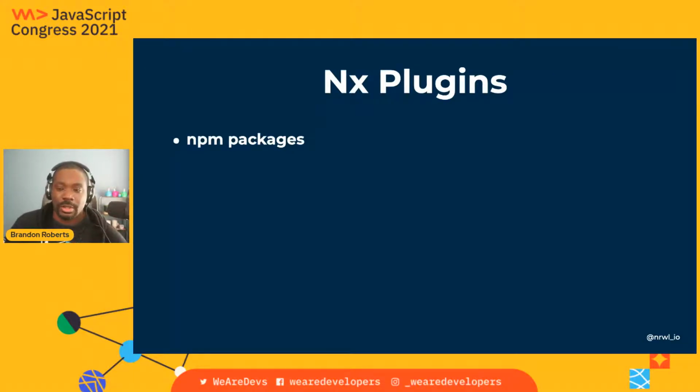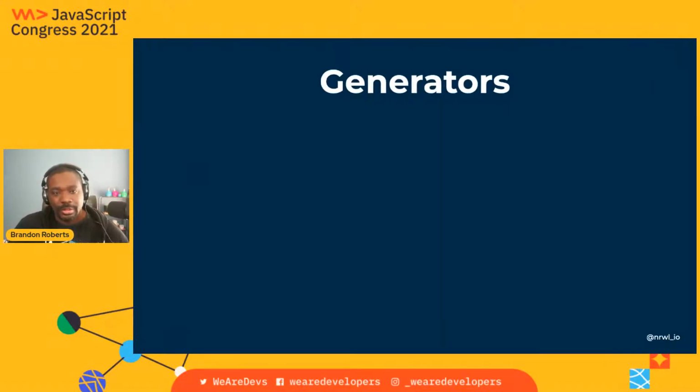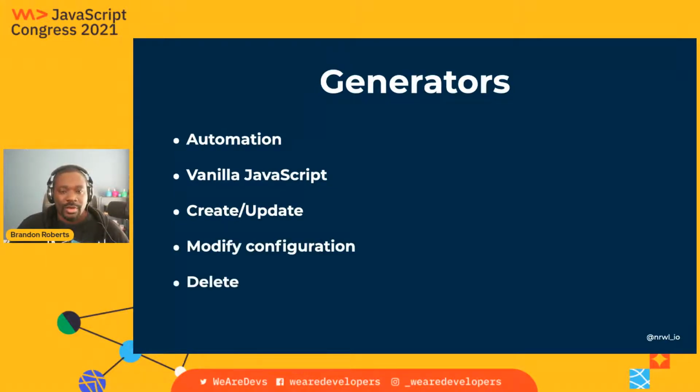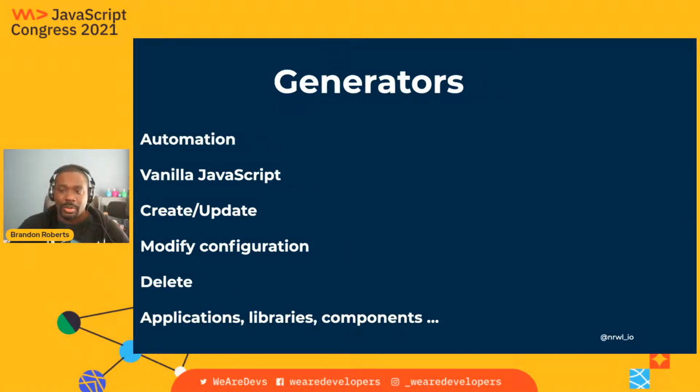NX plugins are npm packages that provide two main sets of functionality, and those are generators and executors. Generators automate making changes to the file system, and anytime you run NX generate, you invoke a generator. They use vanilla JavaScript, and you use those to create, update, and modify configuration. You may delete files, and you can do this across applications, libraries, and components.